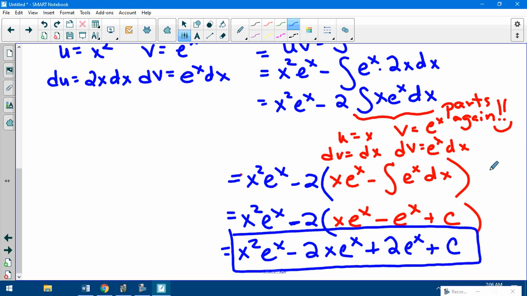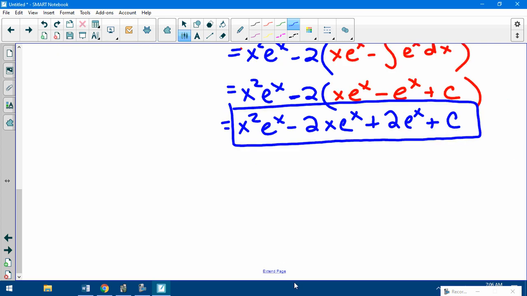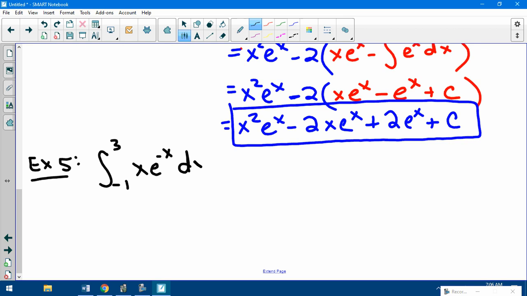All right, last one. And for this last one, let's do some bounds. It's the integral from -1 to 3 of x e to the negative x dx.